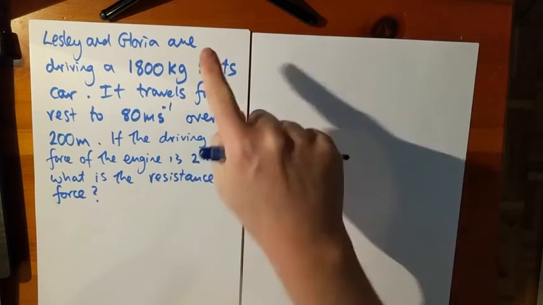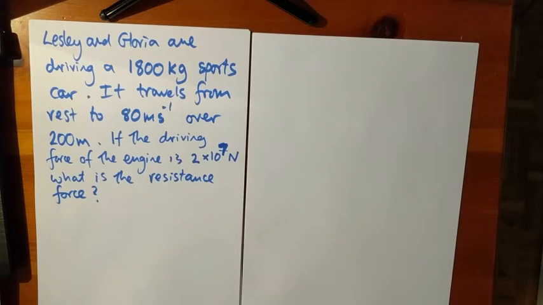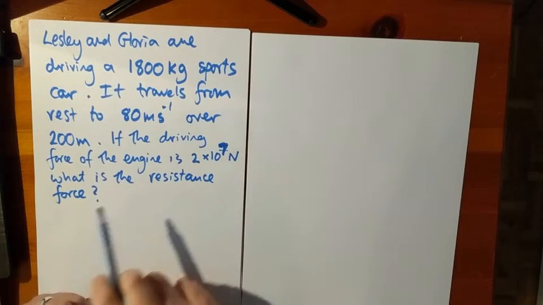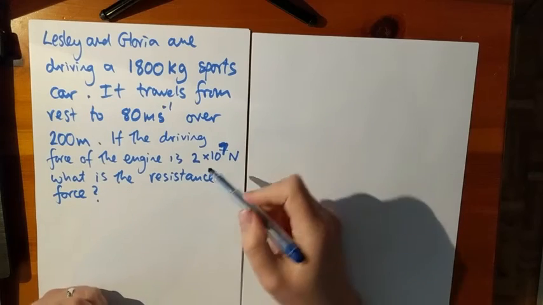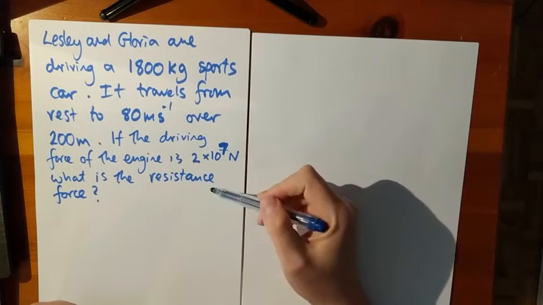So now, Leslie and Gloria are driving a 1,800 kilogram sports car. They can't both be driving, I'm not sure who's driving, but they're in a car, and it travels from rest, and it speeds up to a ridiculously fast speed, 80 meters per second. I worked that out in kilometers per hour earlier. It's something like 220 kilometers per hour. And this happens over the course of 200 meters. If the driving force of the engine is this, that is actually 2 times 10 to the power of 7 newtons. What is the resistance force?